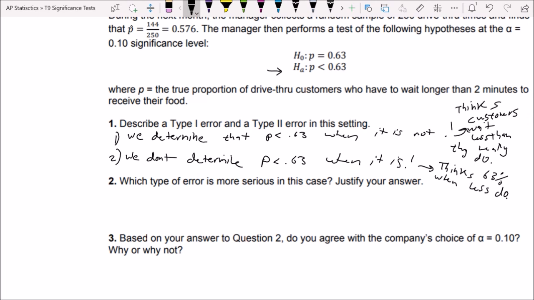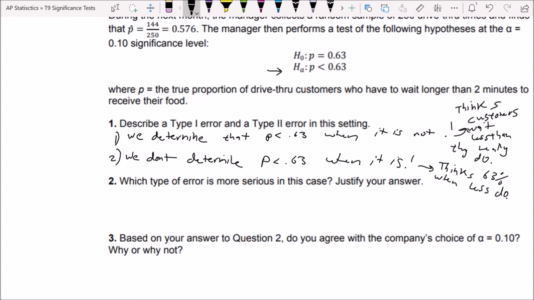What happens if we have a type 2 error, and the manager thinks that 63% of people are waiting when actually not as many as that are? Well, the manager is probably going to say, oh no, I thought we improved, but actually we have not necessarily improved.